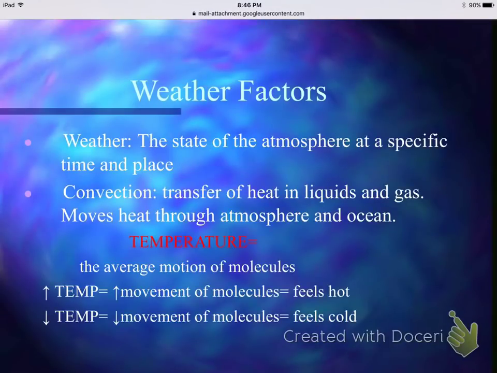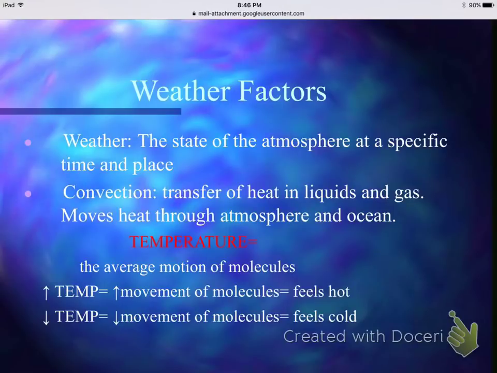So we talked about the definition of weather. So there's a process in weather that's called convection. And this is very important for you to know. You might hear phrases such as convection currents or anything along those lines. So you need to know that convection is the transfer of heat in liquids and gases. So convection is the main process that's going to be moving heat through our atmosphere and oceans. So like when the ocean water heats up, and the liquid then turns into a gas, that's through the process of convection.